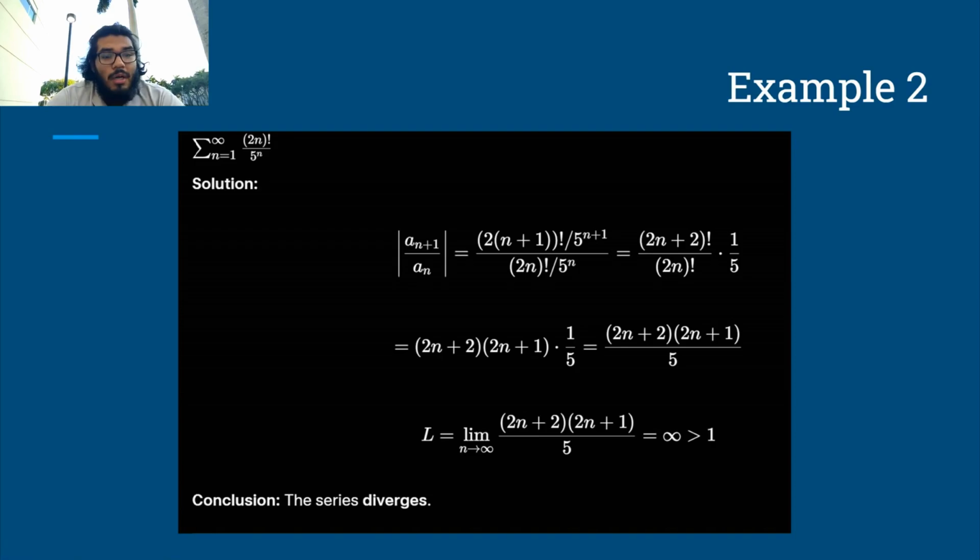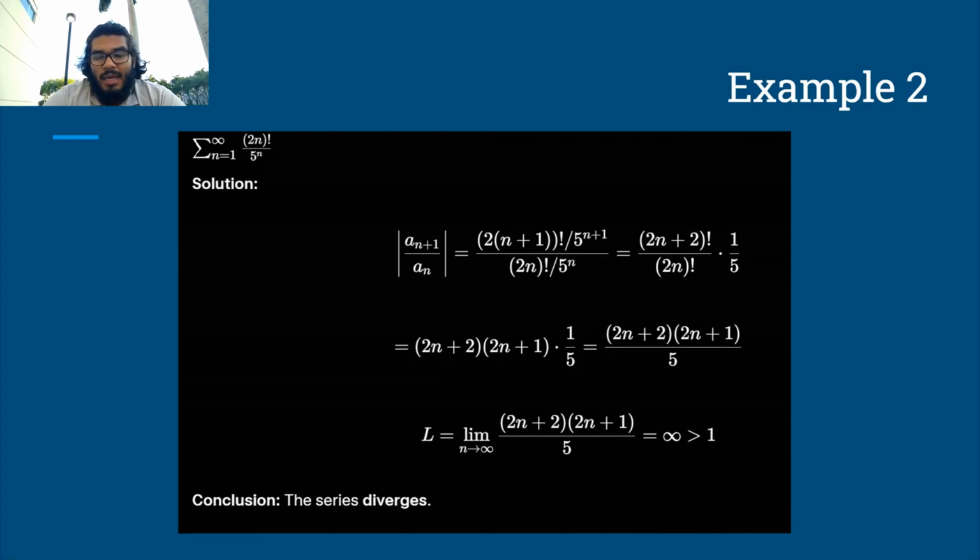So we would have 2, and you see here, since n is being multiplied by a constant of 2, we have to put it in parentheses in order to prevent any incorrect distribution. So we would have 2 times n plus 1 in parentheses, factorial, divided by 5 to the n plus 1, divided by the original general term, which is 2n factorial divided by 5 to the n. In this example by Grok AI, they simplified it by putting it over like terms and distributing the fractions out.